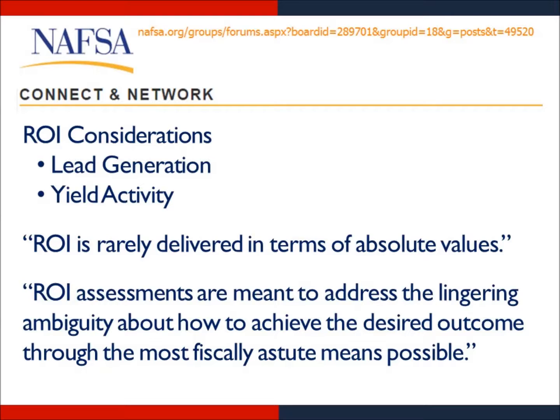Defining the ROI metrics is perhaps the most important part of the exercise. Are we building a class and campus community, or are we designing for a set number of students in seats? For many, the goal is most likely to be somewhere in between. Both goals have merit and are realities in tuition-driven, tighter budget environments. ROI is rarely delivered in terms of absolute values because it is a function of campus history, resources, and perspective.